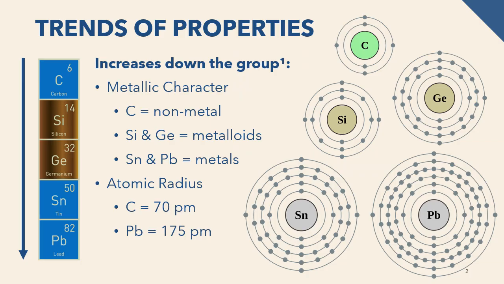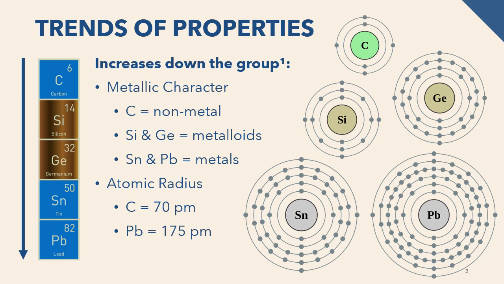Starting with periodic trends, the first one we're going to discuss is the gradual transition to metallic character. At the top of the group, we have carbon, a classic nonmetal that exists in several allotropes like diamond and graphite. Moving down, we encounter silicon and germanium, which are metalloids, elements that show properties of both metals and nonmetals. And finally, at the bottom, we find tin and lead, which are definitively metallic. This transition reflects a fundamental principle. As atoms get larger and outer electrons become less tightly held, metallic properties become more pronounced.